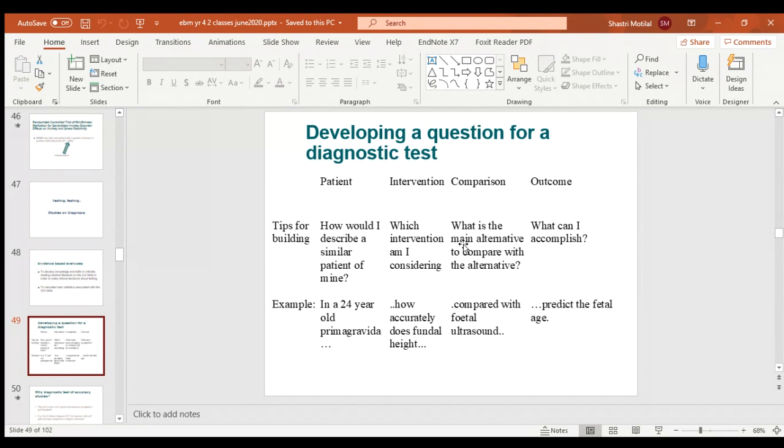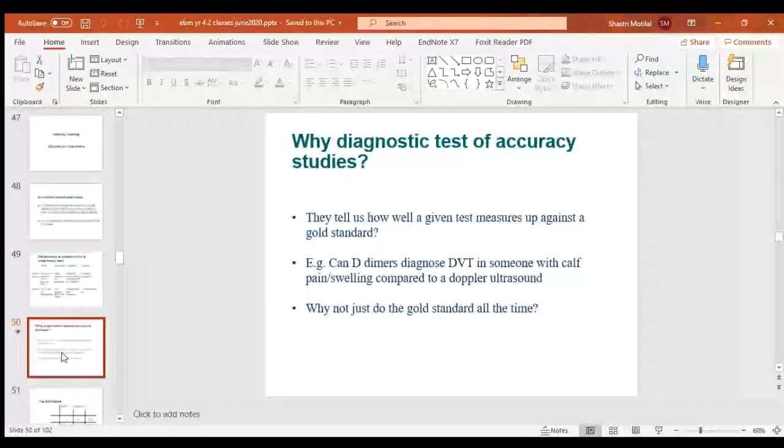So all diagnostic studies try to answer a question like this: in patients who might have a particular condition, how well does some test, the intervention, compare to some gold standard in predicting the outcome? Right? So this is what DTA studies tell us.